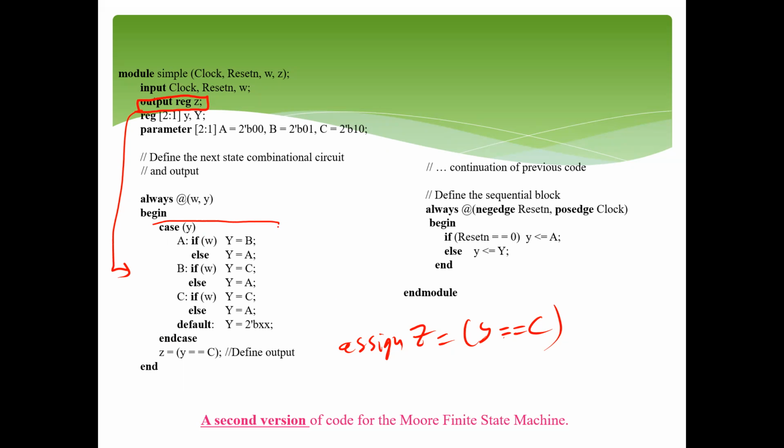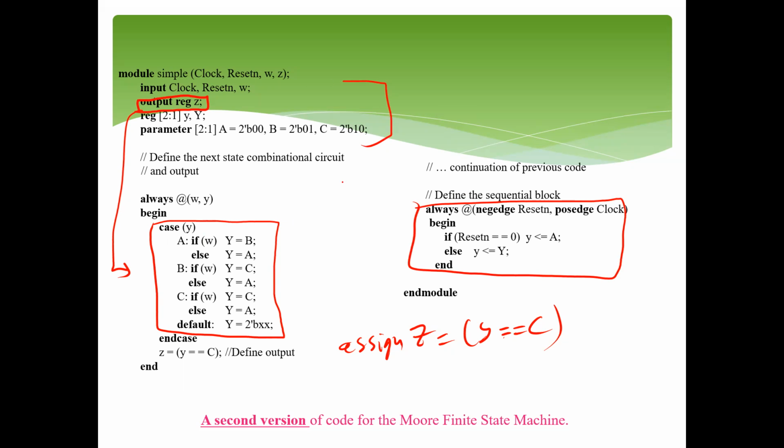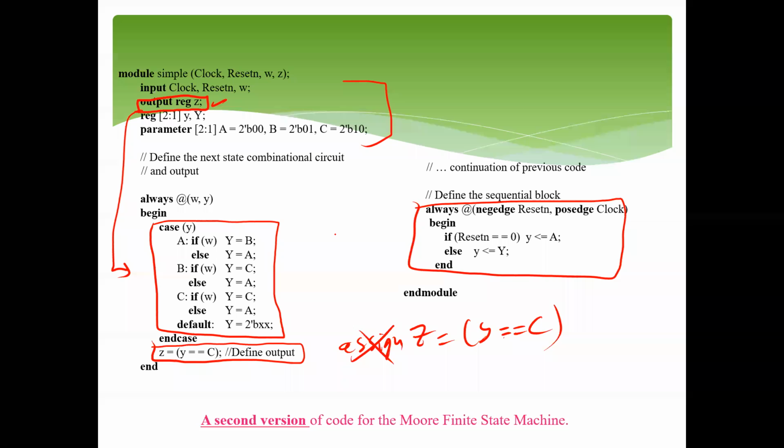So this part is the same. This part is exactly the same. And all the inputs and outputs and the parameters are the same, except for the change in Z. We made it an output reg because we're going to assign the value of Z inside this always block. So instead of writing assign Z equal to small y equal to C, I just write Z equal to, without the assign. Okay, this is the only difference between this code and that code.